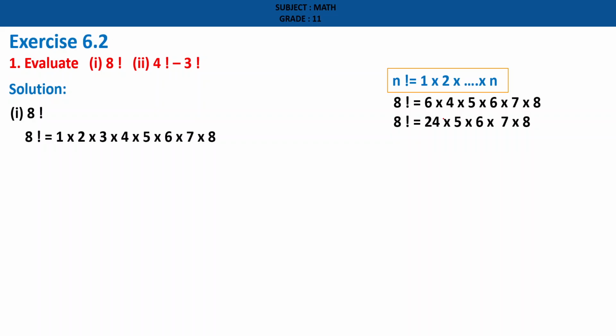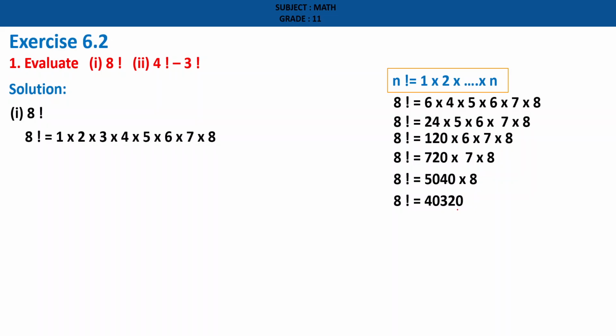Similarly 6 into 4 is 24. Then similarly 24 into 5 is 120. Similarly 120 into 6 is 720. 720 into 7 is 5040 and 5040 into 8 is 40,320. Therefore 8 factorial is equals to 40,320. Let us solve subsection 2.